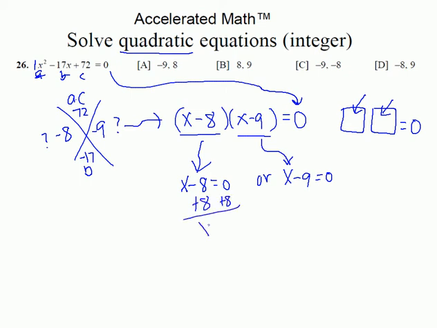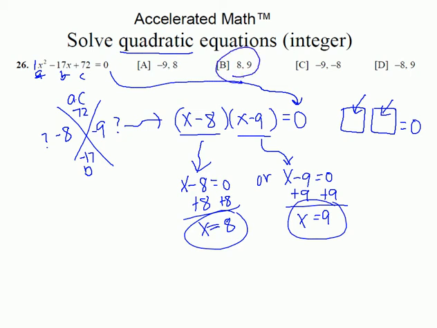Plus 8 to both sides, plus 8. I got x equals 8. And then I'm going to do plus 9 to both sides. And I got x equals 9. All right, so those are my two answers, and if you look up here, 8 and 9, those are there.